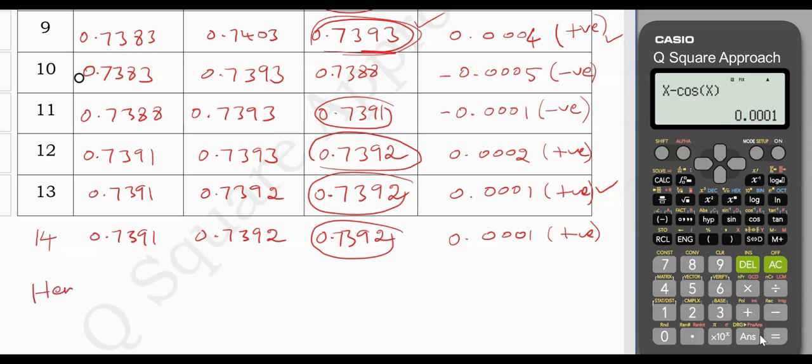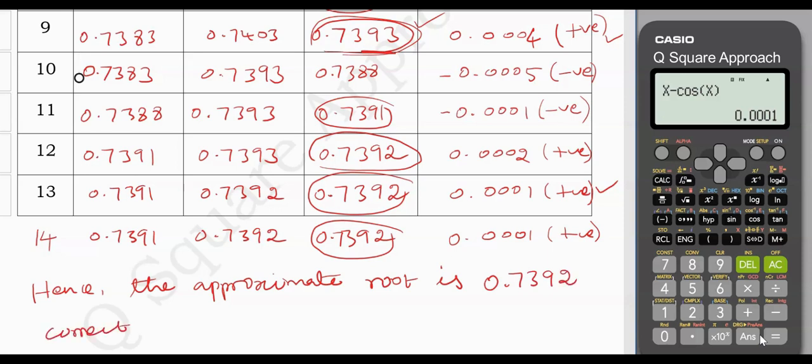Hence, the approximate root is 0.7392 correct to 4 decimal places for the given equation x minus cos x is equal to 0.